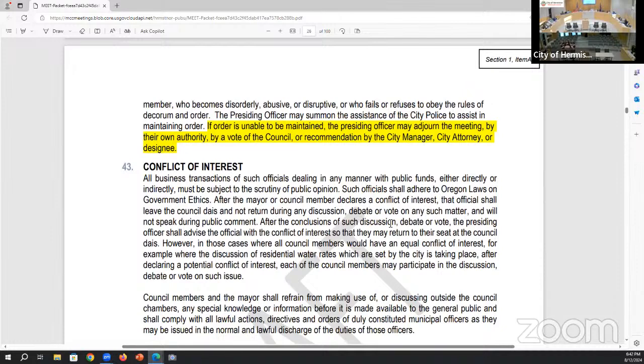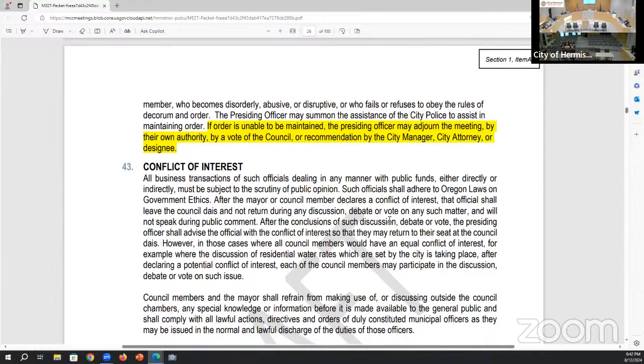Okay, here's the question you brought up, Councilor McCarthy. If we can't keep order in a meeting, the presiding officer can adjourn the meeting, by a vote of the council, a recommendation by me, the city attorney, or whoever might be in charge from the staff standpoint. So if we need to end the meeting because there's a riot or whatever, we can't keep the audience under control.